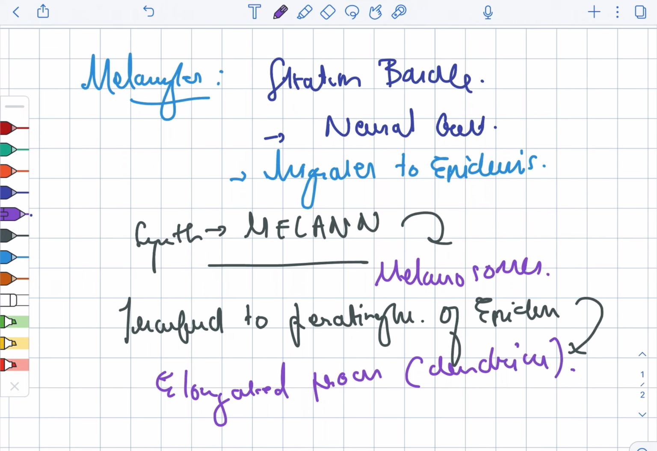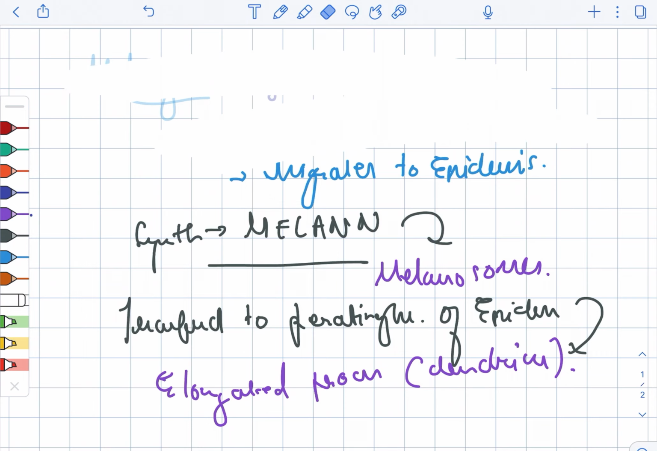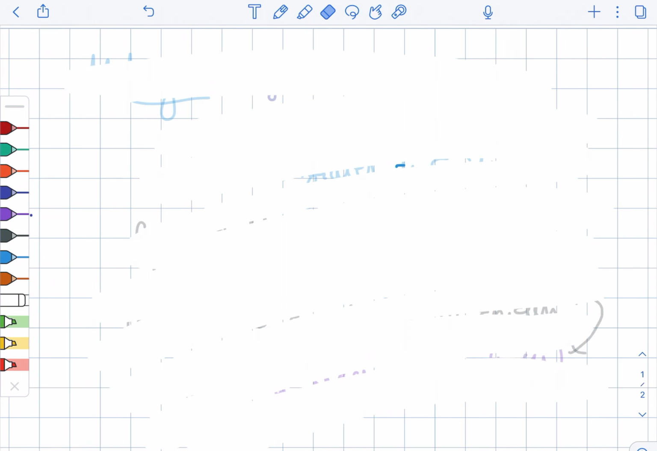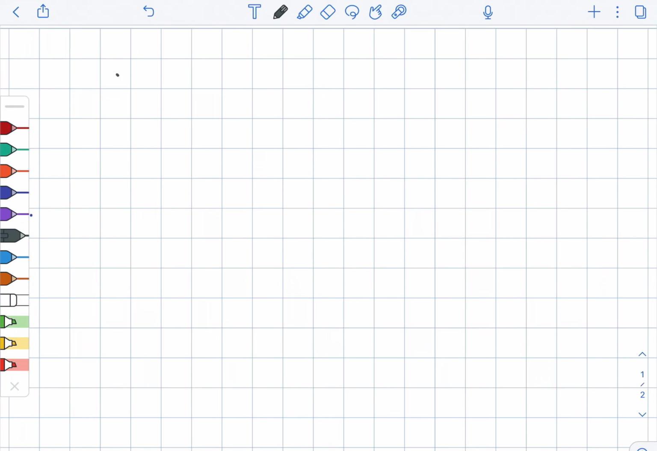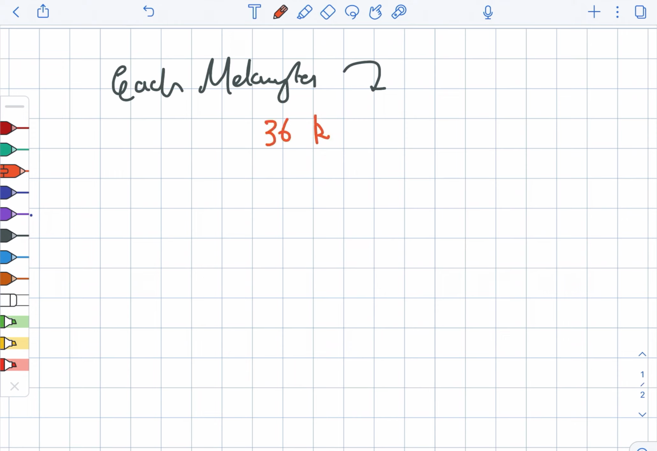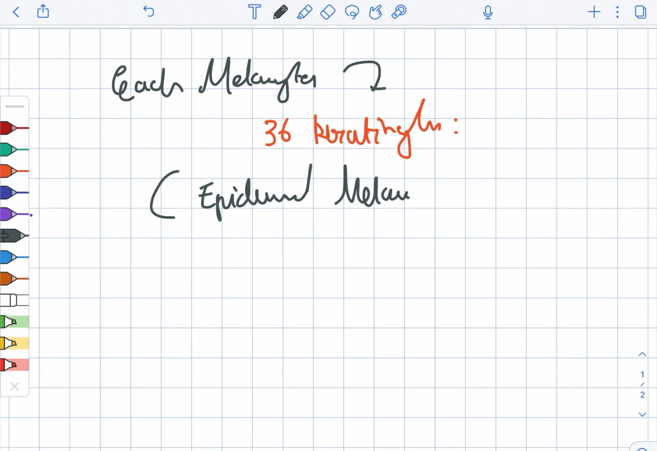Next, each melanocyte transfers the melanosomes to 36 keratinocytes, and this is known as the epidermal melanin unit, and the ratio is 36 K to 1 M.